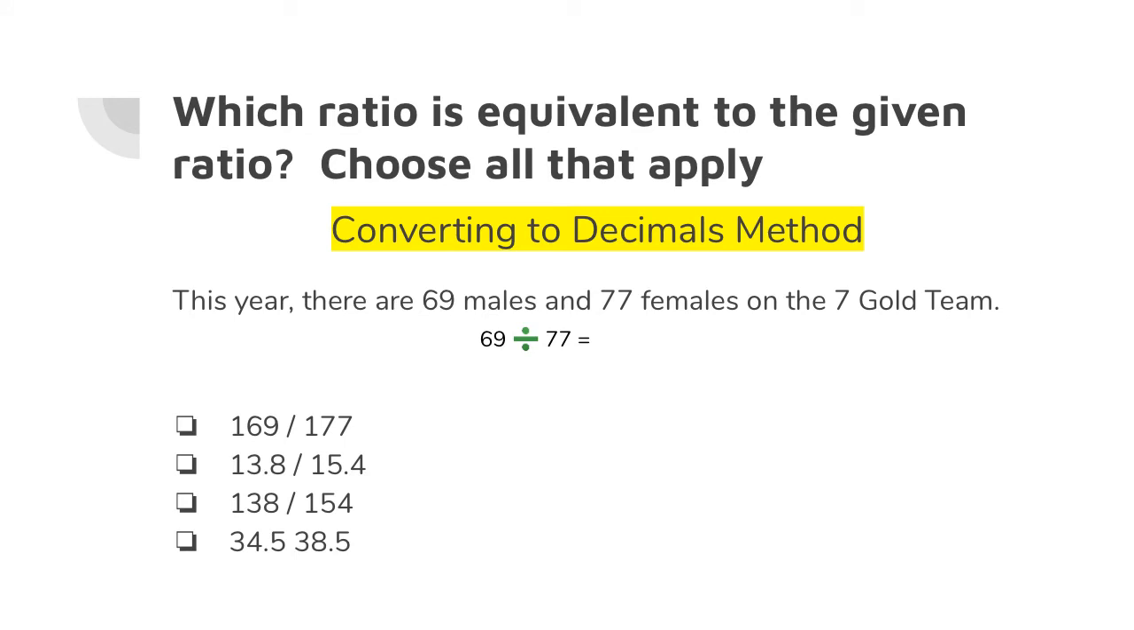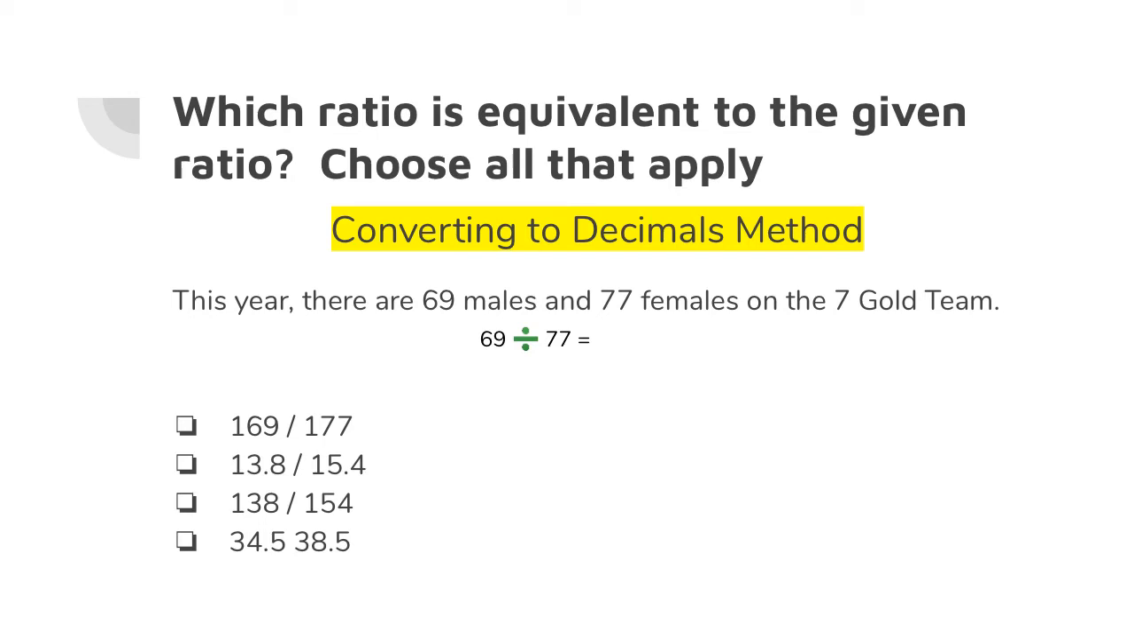So let me just show you a second method. This method might be good if you're using Desmos. Remember we were talking about how Desmos defaults to decimals. So if we wanted to find out which ratio is equivalent to the given ratio and choose all that apply, we could use the converting to decimals method.